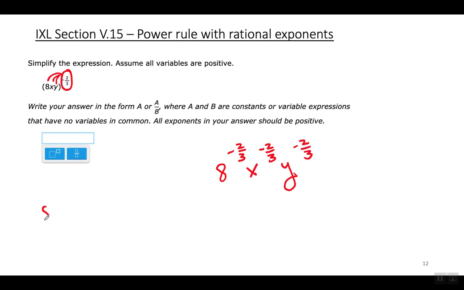All right, so first let's deal with the 8. First of all, the 8, to get rid of the negative sign in the exponent, you could do this. I mean, I could have ignored the negative sign for a second, but whatever. Just to not confuse anybody, let me do it this way.